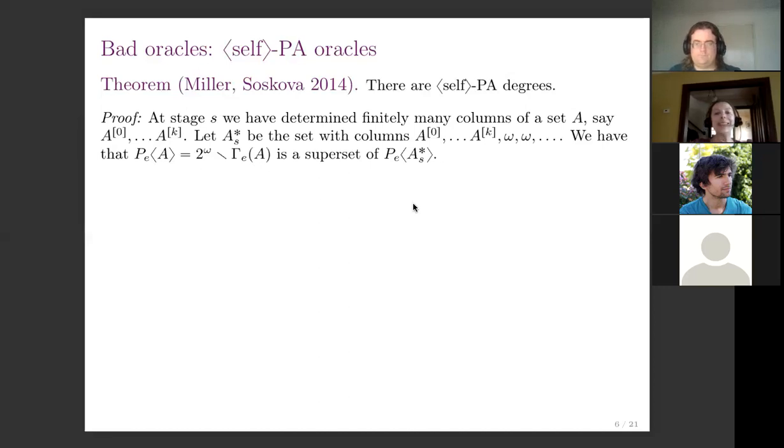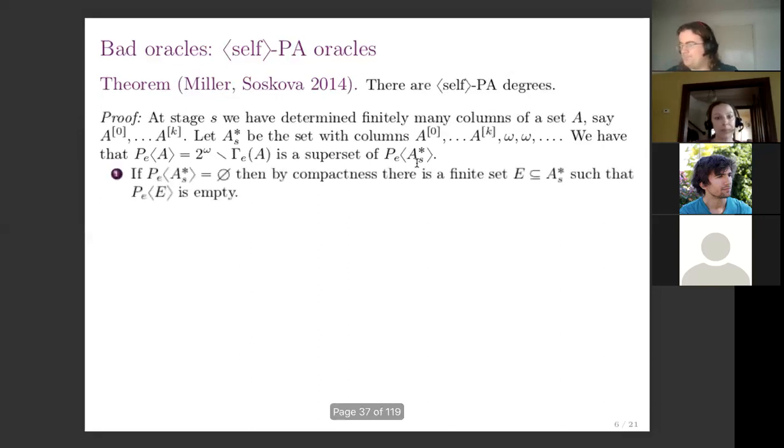And notice that no matter how we build A, it's going to be a superset of this maximal possible A star set, right? Because the larger the set, the smaller the class, right? So A star is the largest possible set that A could end up being, so that corresponds to the smallest possible Pi-0-1 class.